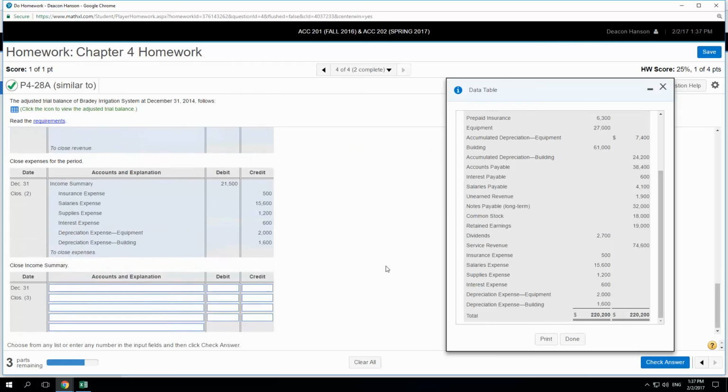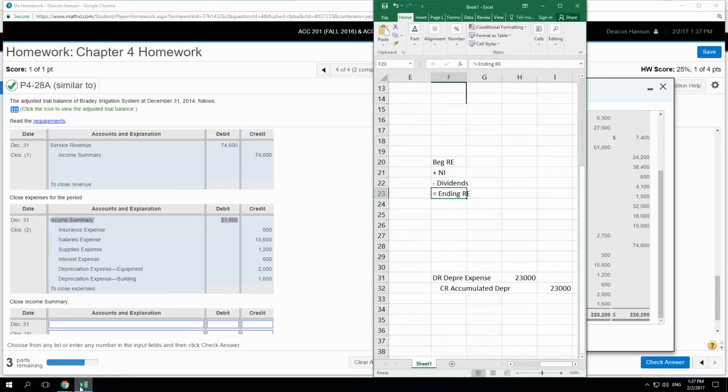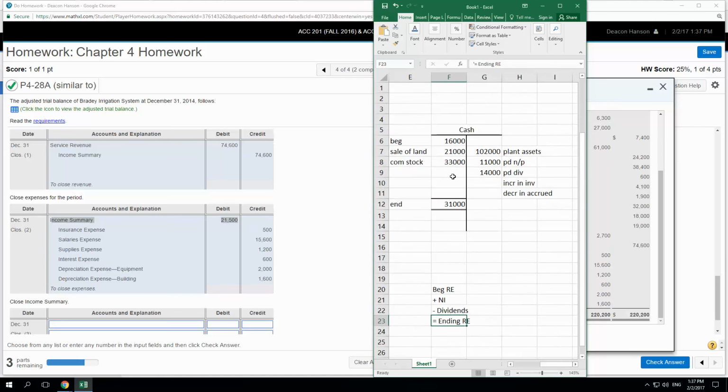Okay? Now, if you look at this, there's a debit of 74,600 to income summary, and there's a credit of 74,600 to income summary, and there's a debit of 21,500. So if you envision a T account, you would have that income summary account sitting there. Why don't we borrow this here?